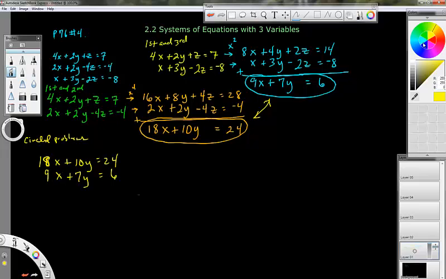And I'm going to multiply the bottom one here by -2. By -2. I don't know if that's showing up well. Let me brighten that up a little bit. -2. And I'll recopy the top. All right, so I'm recopying the top one. 18x plus 10y equals 24. The bottom one gets multiplied by -2. So that's -18x minus 14y equals -12.